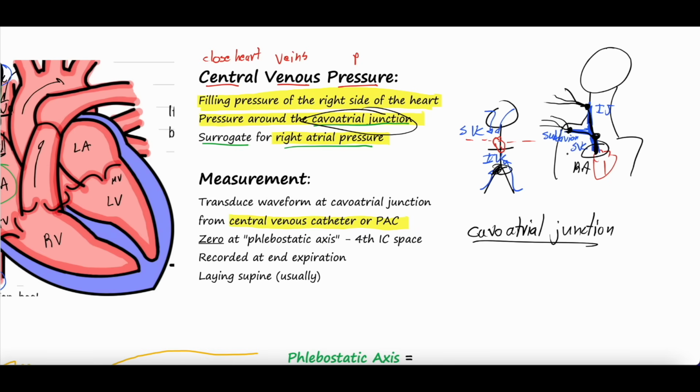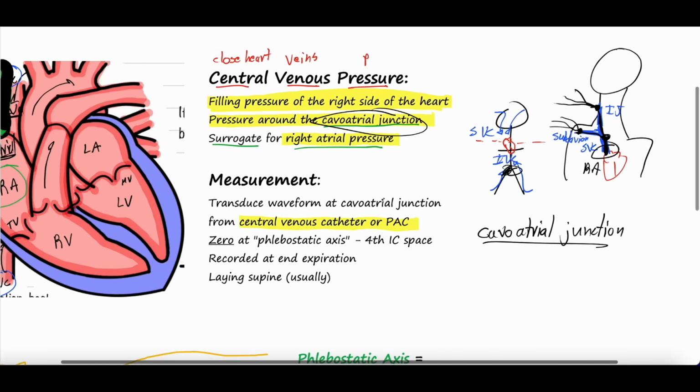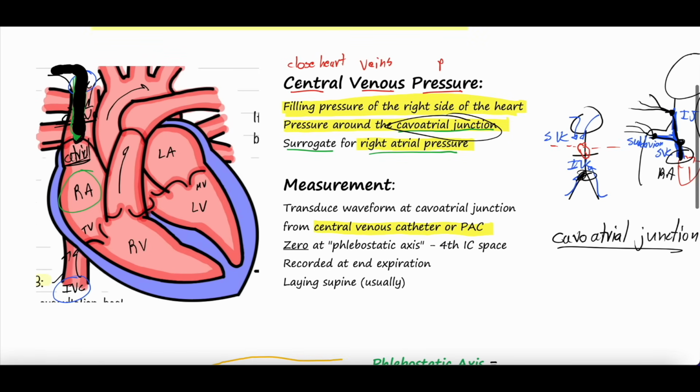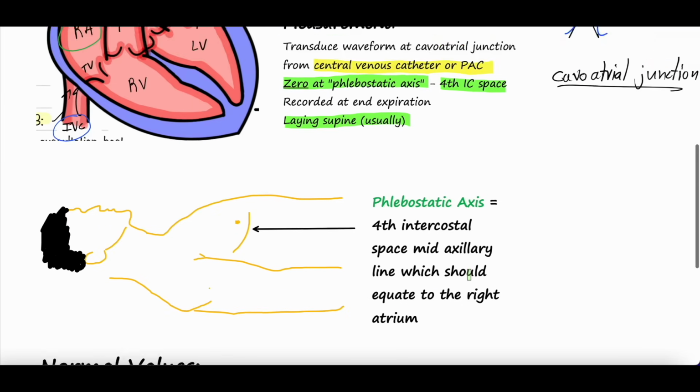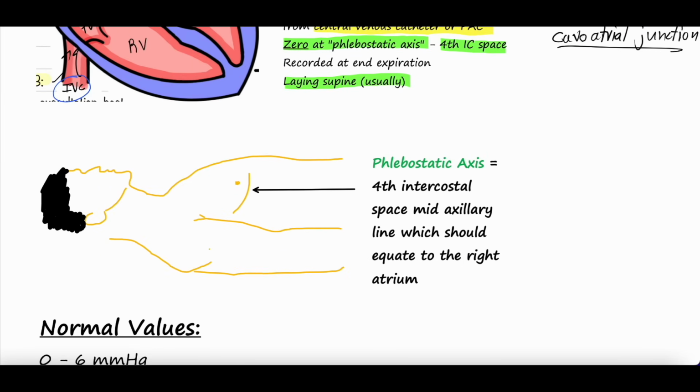But to do that, you have to make sure you zero the catheter, and this is really important. So what you typically will do is you'll have the patient lay flat, supine, flat on their back. And you'll have to zero the catheter at what we call the phlebostatic axis, which is around the fourth intercostal space. So down here we have a human drawn, laying on their back. Here's an eyeball for them, right? Here's their mouth, nose, ear, is their chest.